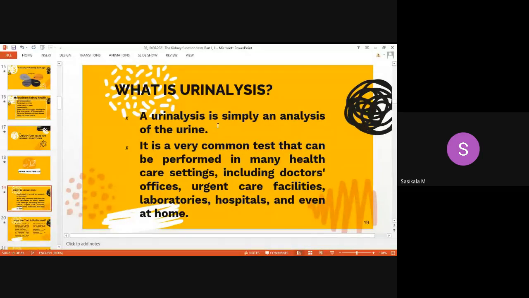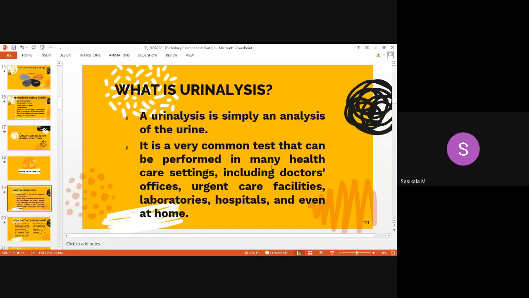A urinalysis is simply an analysis of the urine. Urine sample is analyzed for the presence of biomolecules in it. And it is a very common test that can be performed in many healthcare settings. Always, if you go to a doctor to diagnose some disease, you go and take a urine test. You perform the normal routine urine test and bring the test report, like that the doctor will say, right?